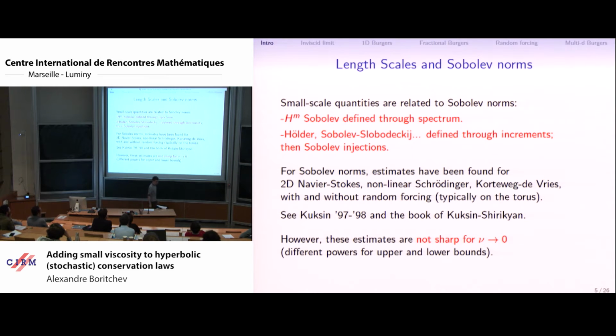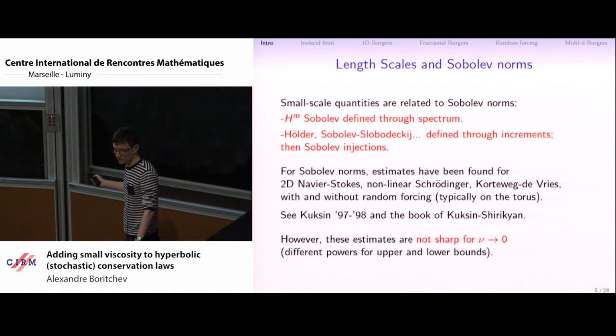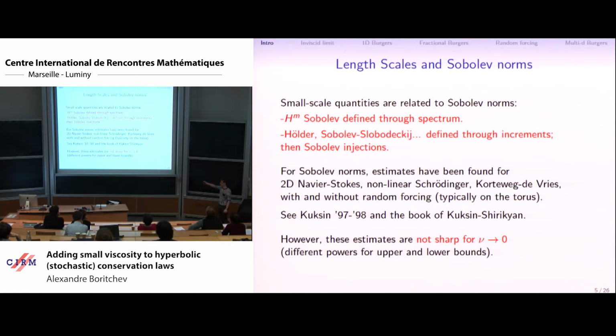So now let us get a little bit back from Kolmogorov and into PDEs. The small-scale quantities mentioned, which are the increments and the spectrum, have a relation with two-sided estimates to the Sobolev norms. For the spectrum, there is something very easy to see for the H^m Sobolev norms. I remind you, the H^m semi-norms are the L2 norms of the m-th derivative in space. So they are just defined through the spectrum. So the link between the spectrum and this type of functional norms is clear.